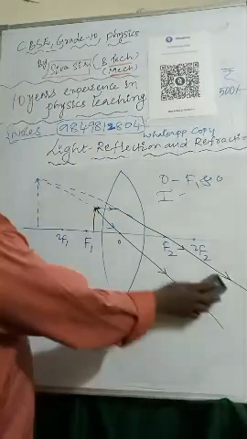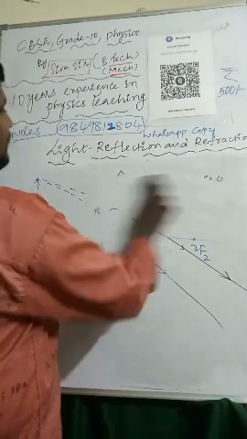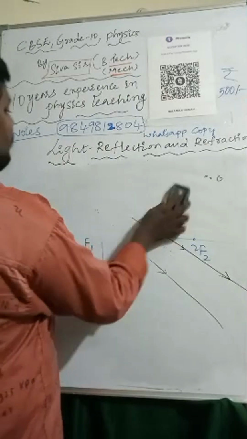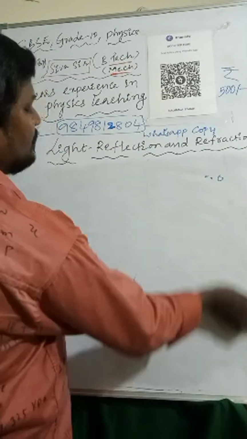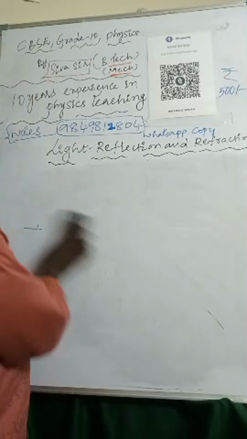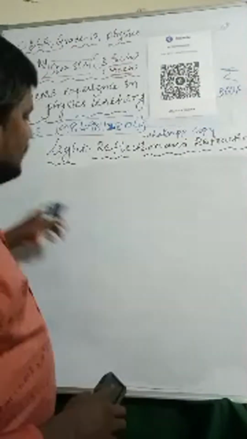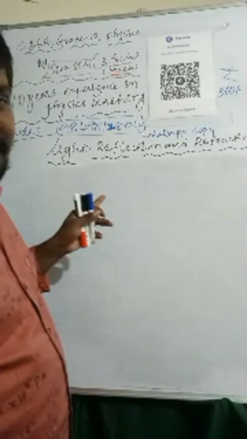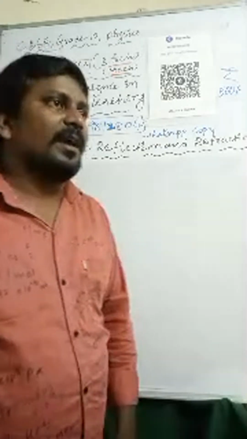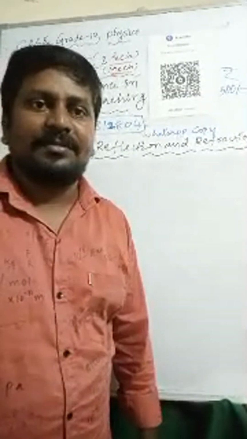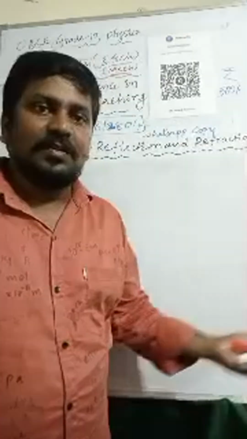Come to the point. So the object is placed between F1 and O. The image will form on the same side of the lens, the same side as the object. Object and image will be on the same side only. That's enough.